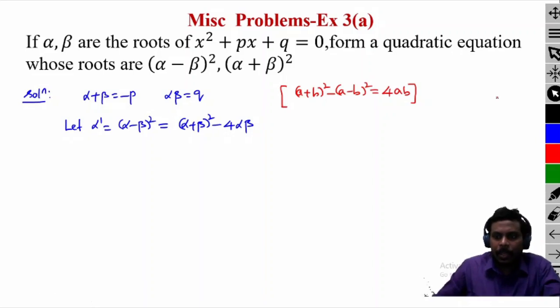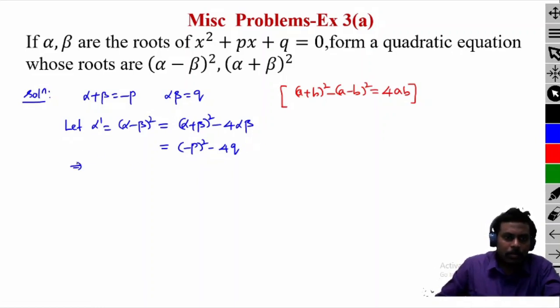Okay, now so alpha dash is going to be alpha plus beta. Alpha plus beta is what? Minus p whole square minus 4 into alpha beta, which is q. So this implies alpha dash is going to be p square minus 4q.